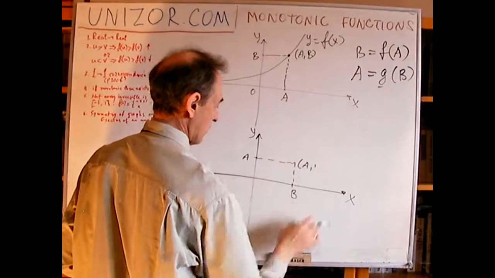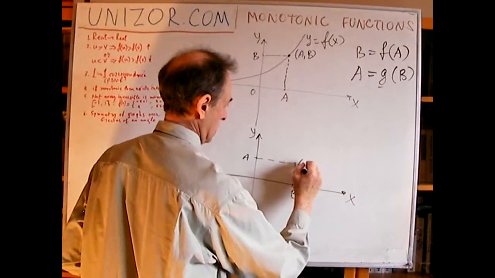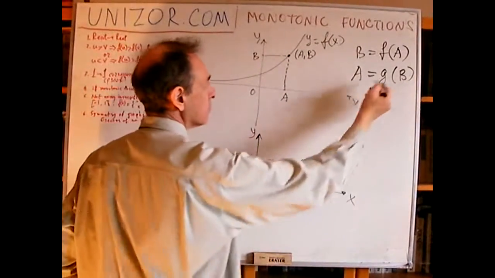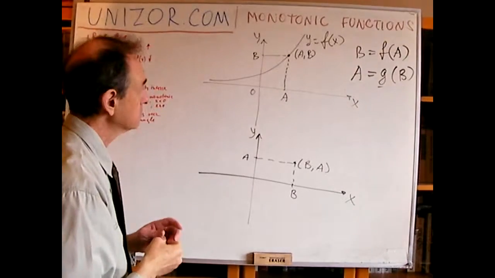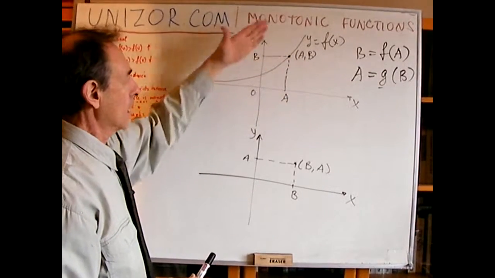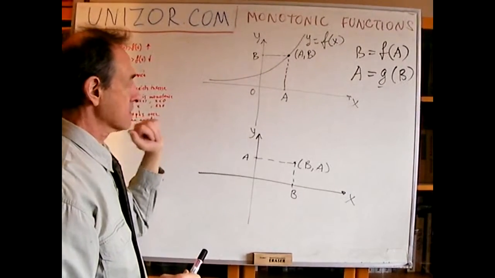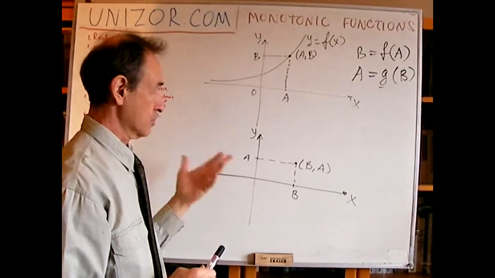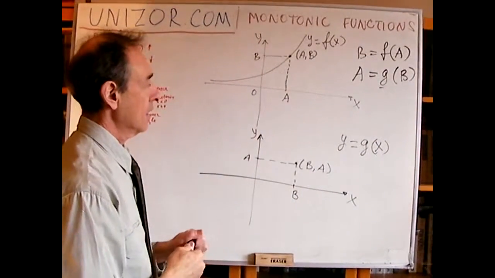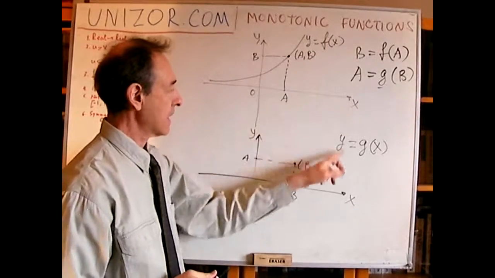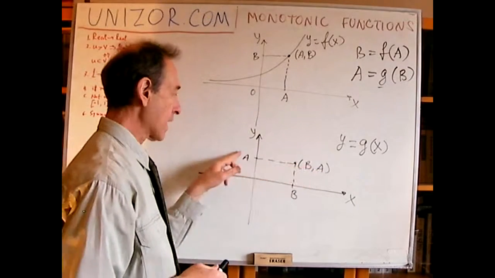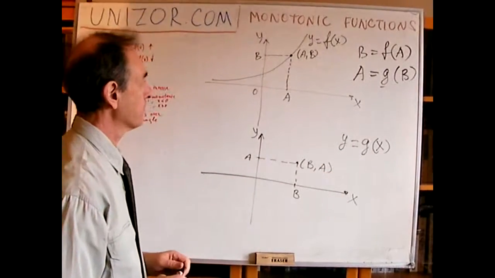This is point AB, BA. Right? So if point AB belongs to this graph, point BA belongs to the graph of the inverse function. So always, if there is one point which has coordinates a and b on the graph of the function y is equal to f of x, and there is an inverse function which can be designated as y is equal to g of x, if we put b as an argument, we will get a as a value, and the point b comma a, so the x coordinate will be b and the y coordinate will be a, belongs to the inverse function.